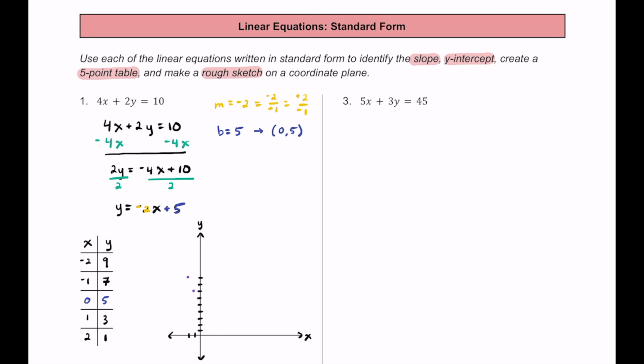Then 0, 5, I'm going to try to use that bluish looking dot just to show you that y-intercept. And then 1, 3, we're going to go 1 to the right and then 3 up. So 1, 2, 3. And then finally we have 2, 1, so we're going to move over 2, and then go up 1. So if we connect these points here, this should give us a rough sketch. Again, it's not perfect, but it is in the general vicinity, just kind of a rough sketch. Okay, so this would be the linear equation that represents this equation.